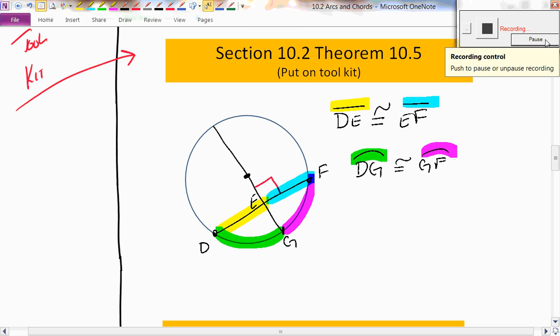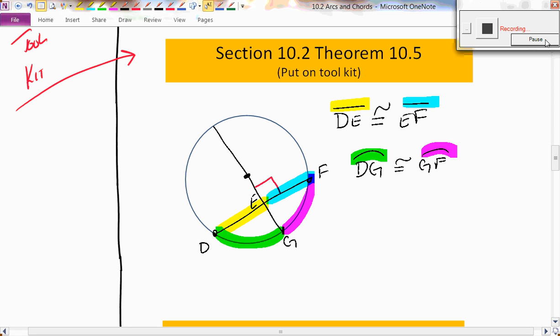Okay, this one's a little strange here. What we have here is a diameter all the way across the circle, and a chord from D to F. And then we have line segments in between, right? So DE and EF are your line segments. And if those are congruent, then the arcs are also congruent. So it has to be a perpendicular bisector from D to F.